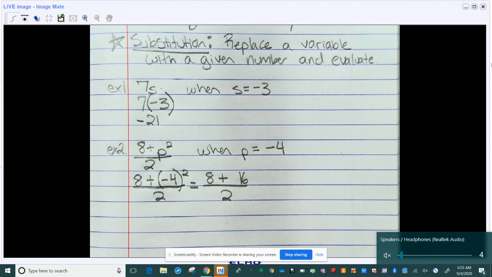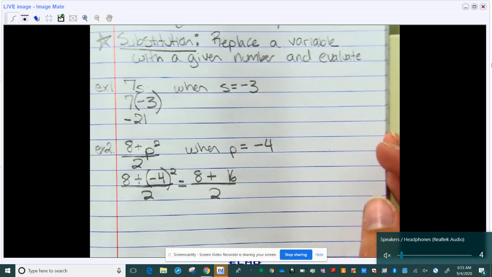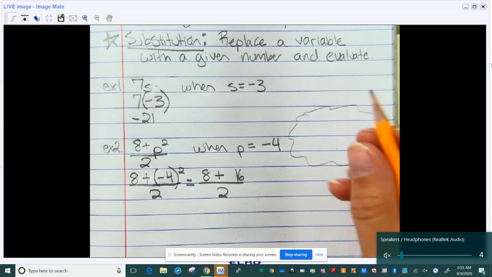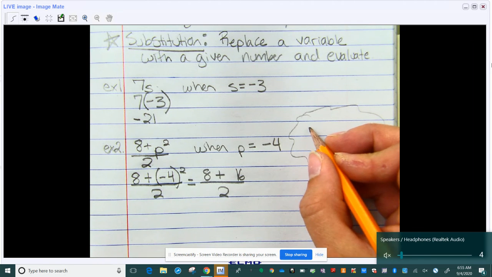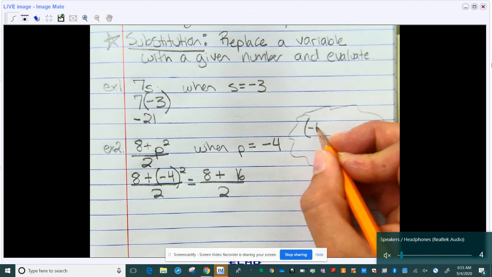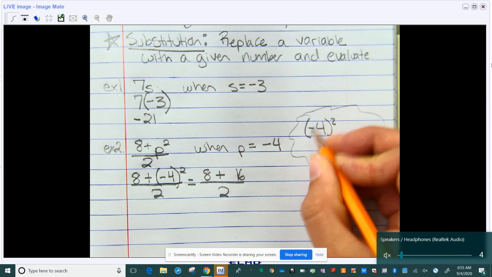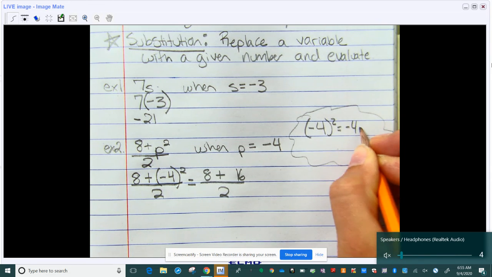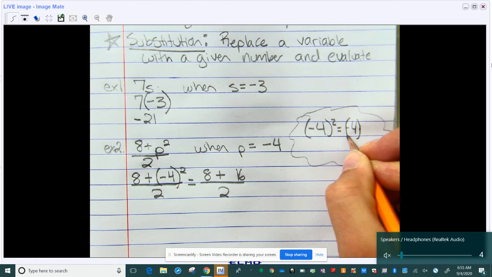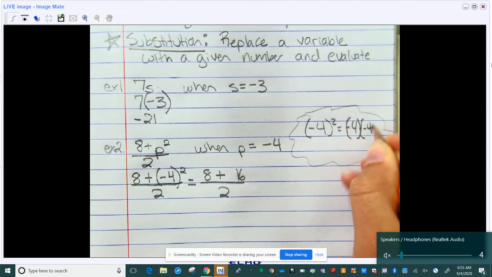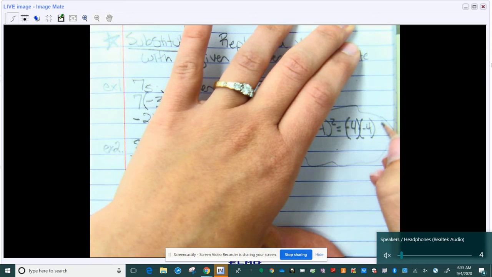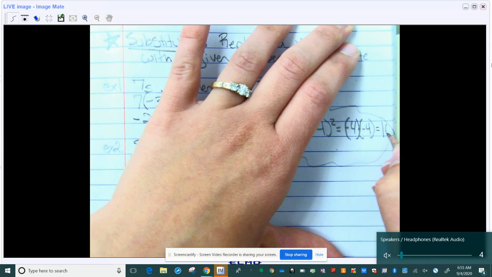Now, if that looks a little weird, I'm going to do a little math to the side just to think about. If we just have this -4 squared, the entire -4 is squared, so that would be (-4) times -4, which gives us a positive 16.